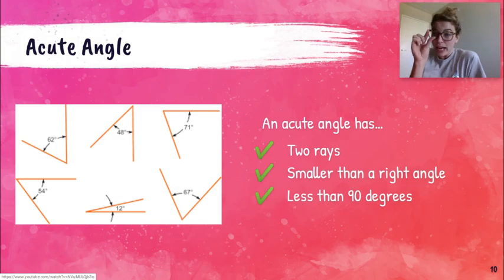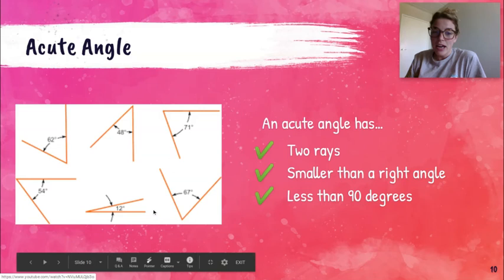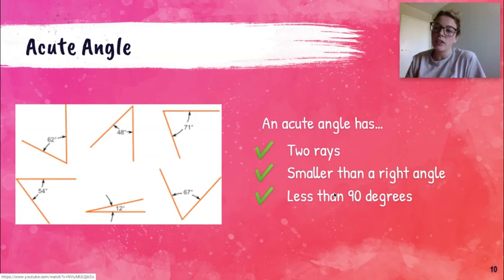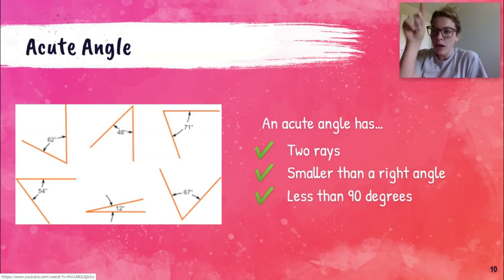An acute angle, I remember that because they're kind of cute, they're smaller, measures less than 90 degrees. Again, it has two rays that meet at a vertex, and it's going to be smaller than a right angle, so it measures less than 90 degrees. These ones, a lot of times, you can just see right away because that 90 degrees is a clear benchmark in your head, and you know that it's less.